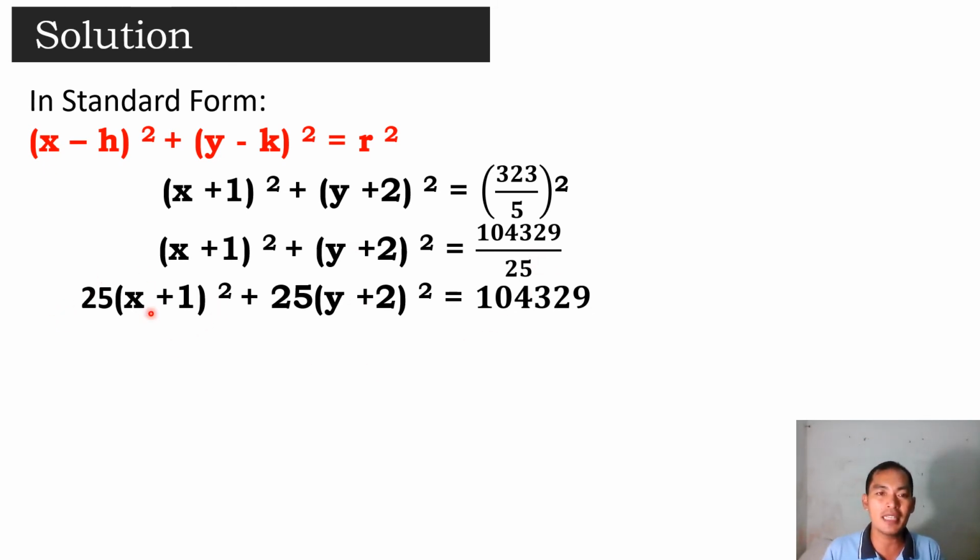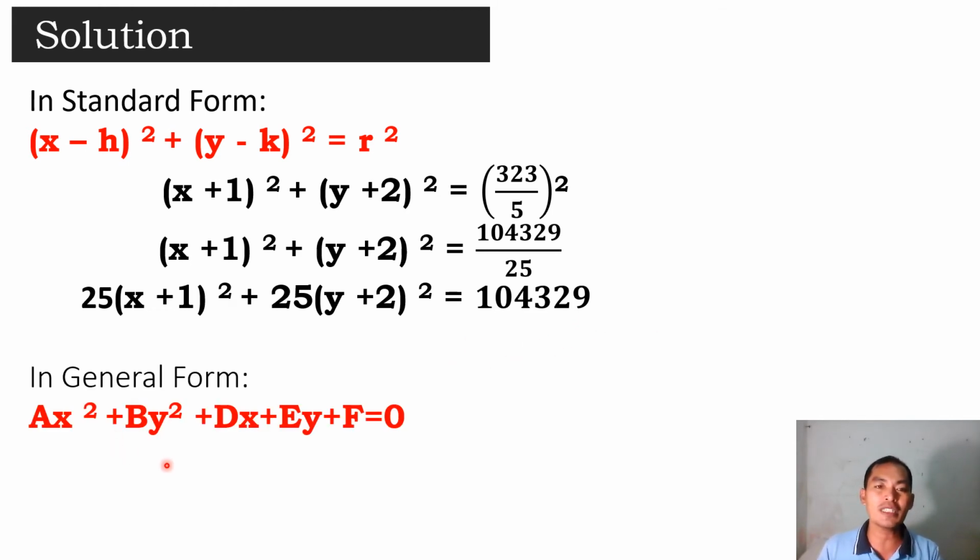So we have 25 times the square of x plus 1 plus 25 times the square of y plus 2 equals 104,329. Or, in general form, we have ax squared plus by squared plus dx plus ey plus f equals 0. It's easy. x times x is x squared, plus 2 times 1 is 2, plus x is 2x plus 1. Then here, y times y is y squared. 2 times 2 is 4 times y is 4y. 2 times 2 is 4. So we have now x squared plus y squared plus 2x plus 4y plus 1 plus 4.